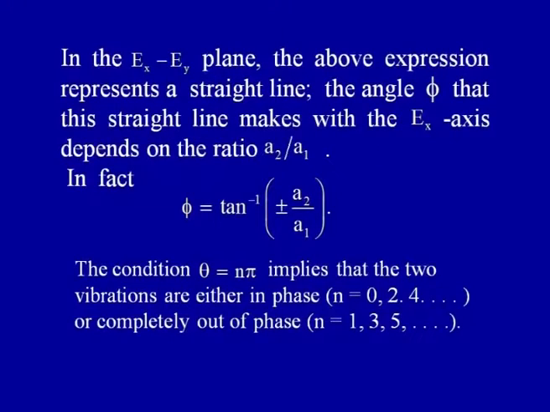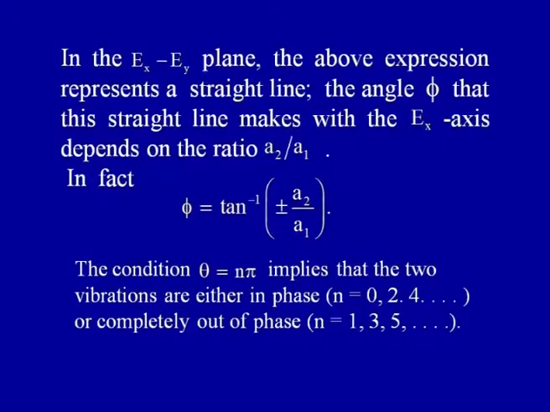In the Ex Ey plane, the above expression represents a straight line. The angle phi that this line makes with the x axis depends naturally on the ratio A2 upon A1. In fact, the angle phi is tangent inverse plus or minus A2 upon A1. If A1 is equal to A2, this angle will be 45 degrees.